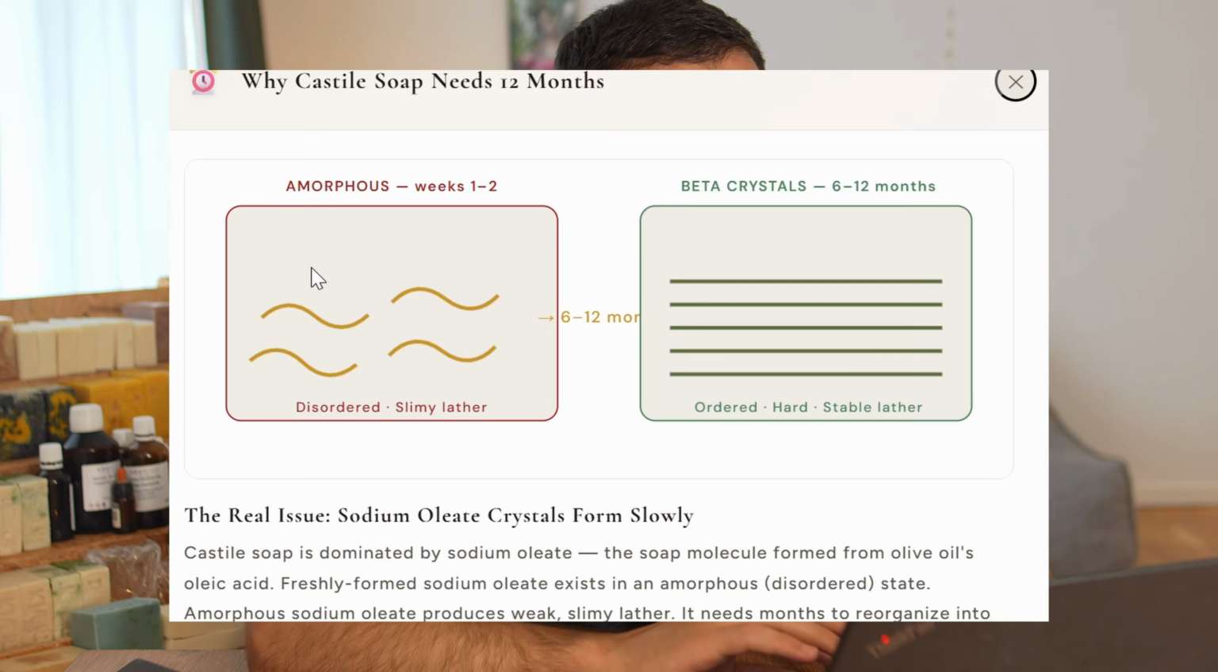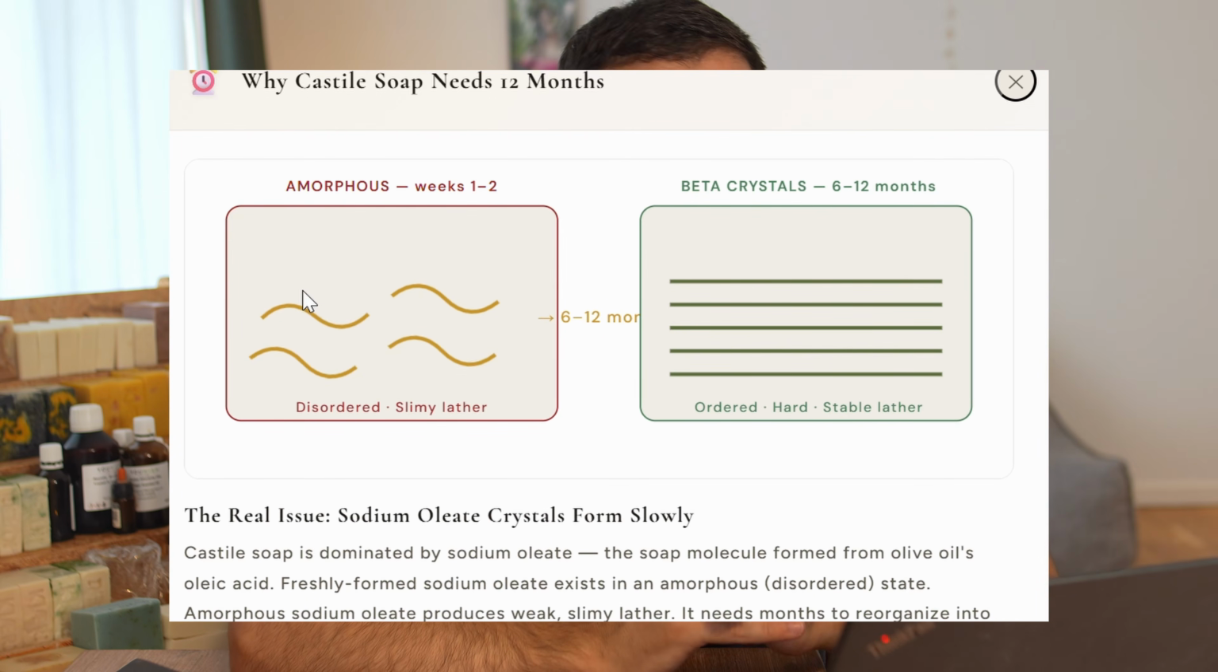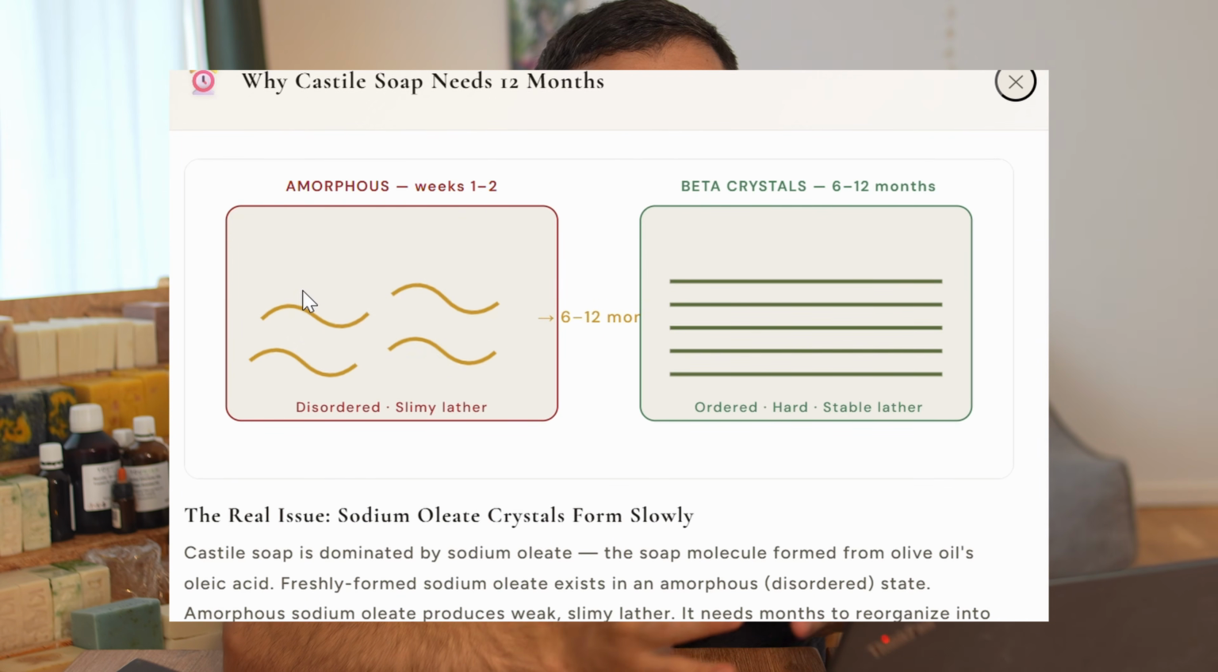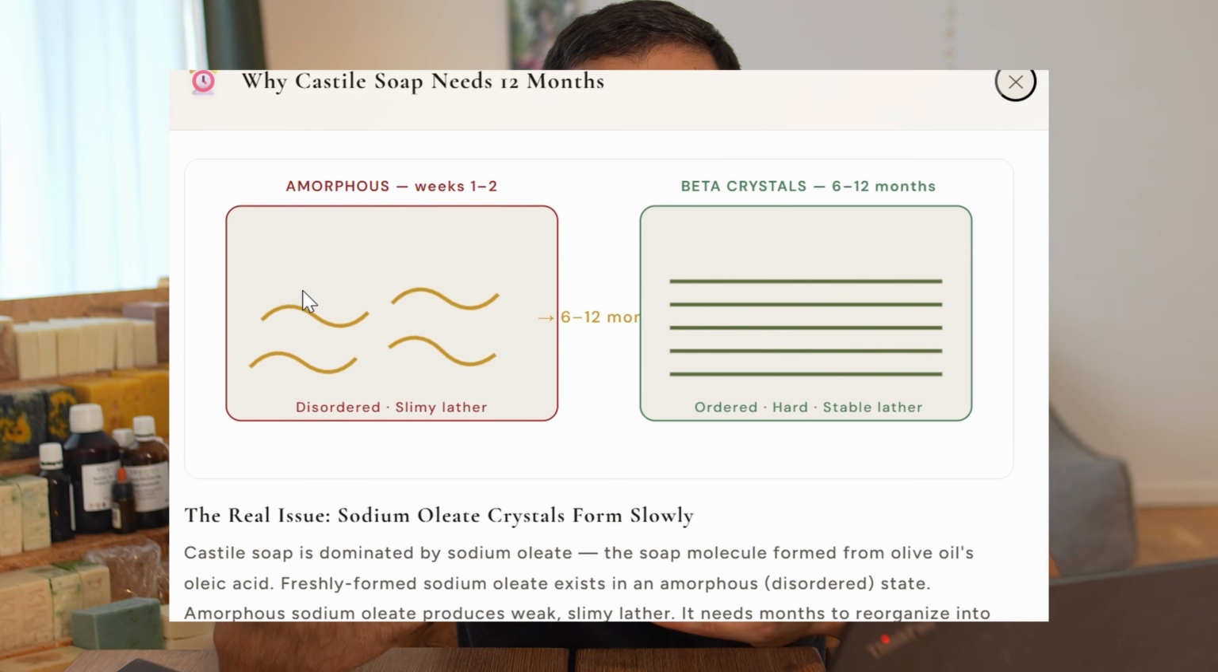So basically, if you use a soap that is made with a high concentration of olive oil, cold process after 2-3 weeks, you will get this very slimy lather that literally melts in your hands, because the soap crystals didn't have enough time to form a very good structure. So you get this disordered slimy lather, and it's very disappointing because people ask me, oh, I made soap with 100% olive oil and it was not long lasting at all. I used it for 3 days and it literally melted in my hand. So you have to let it cure for minimum 6 months in order for the crystals to form and create a very ordered soap crystal structure.